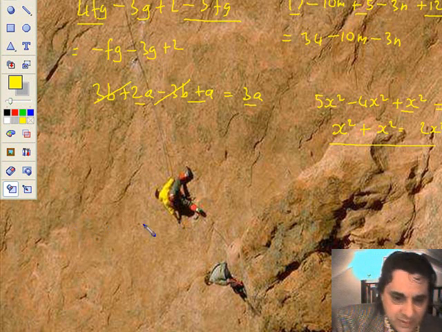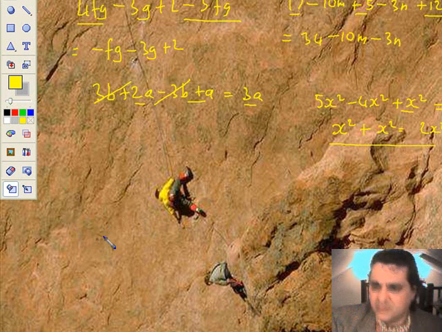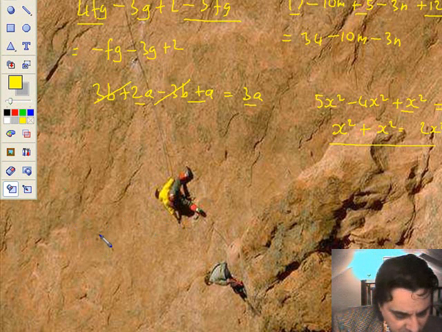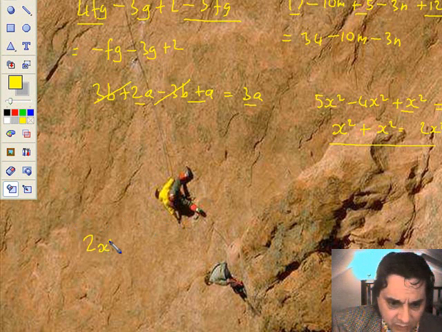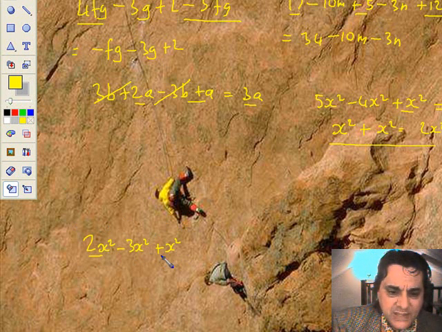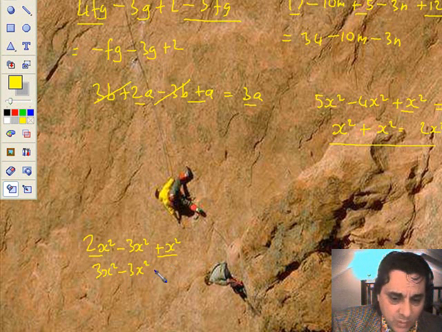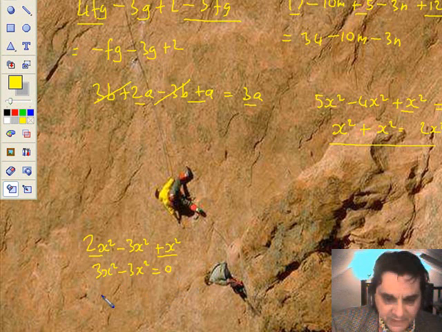Question 7, I've got some mixed terms here. Let's just work down here and avoid that climber. Try not to knock the guy off again. Right, simplify the following. So this is question 7. I've got 2x squared minus 3x squared plus an x squared. Well, look at it this way. 2x squared plus 1x squared is 3x squared. Take away that 3x squared. Well, I've got nothing left. Answer is 0.